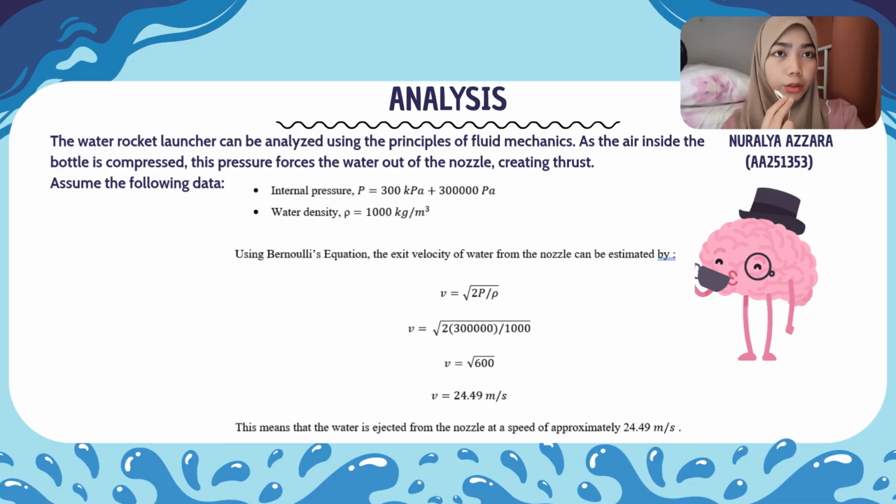For this calculation, we assume that the internal pressure is 300 kPa and the density of water is 1000 kg per cubic meter. By applying Bernoulli's equation, we can estimate the exit velocity of the water. Based on the calculation, the water leaves the nozzle at approximately 24.49 meters per second. This means the compressed air energy is converted into the kinetic energy of the water jet.